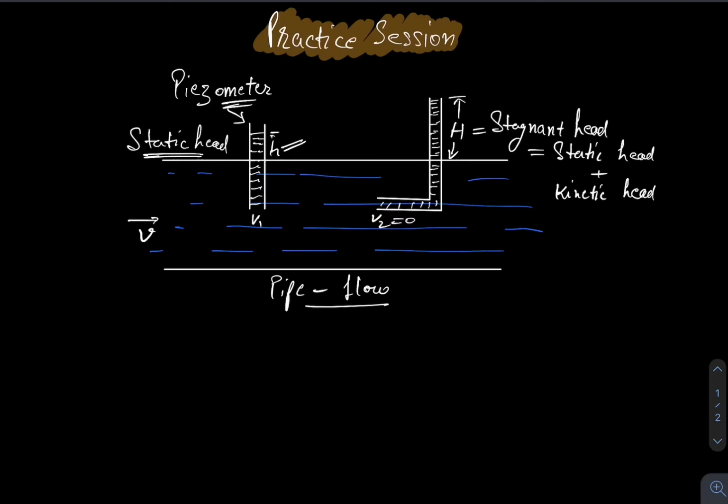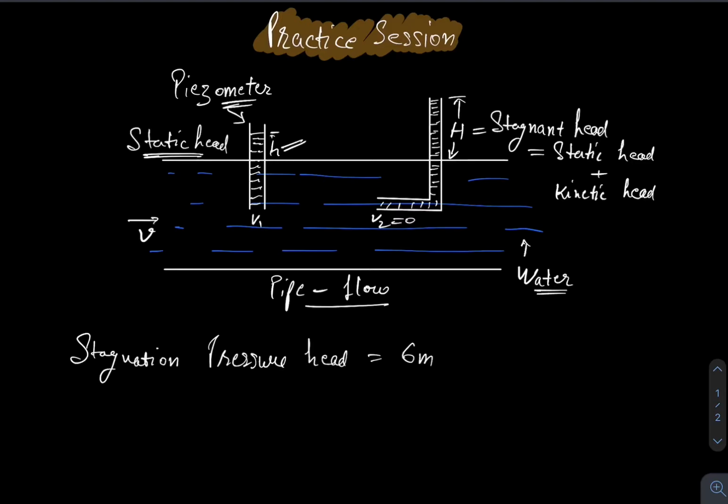So what's the question? In the question, it is given that water is flowing in a pipe. This is basically water. Water is flowing in a pipe, and here pitot tube is used to measure the velocity, and it is given that stagnation pressure head is 6 meter. Stagnation pressure head is equal to 6 meter. It is given in the question.